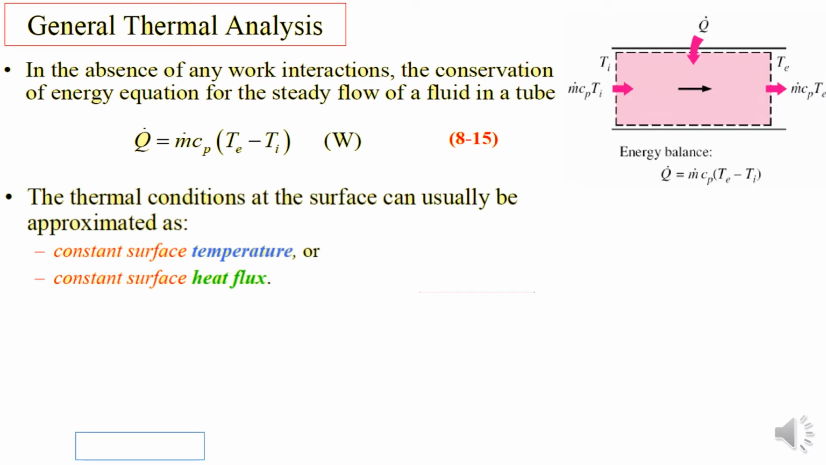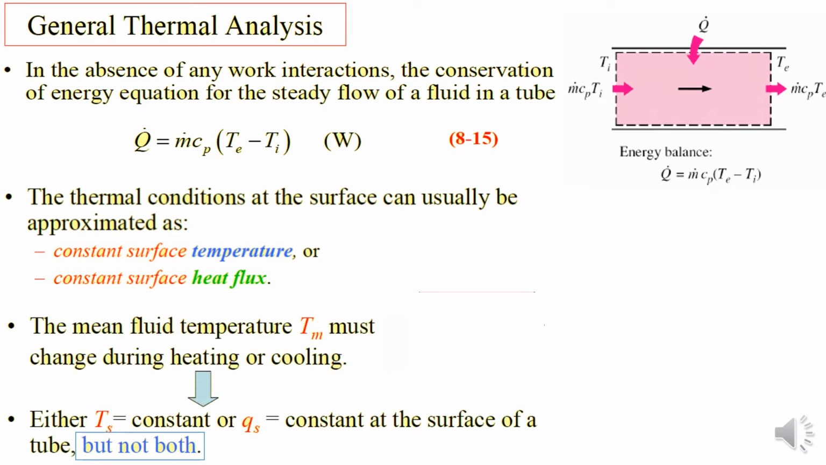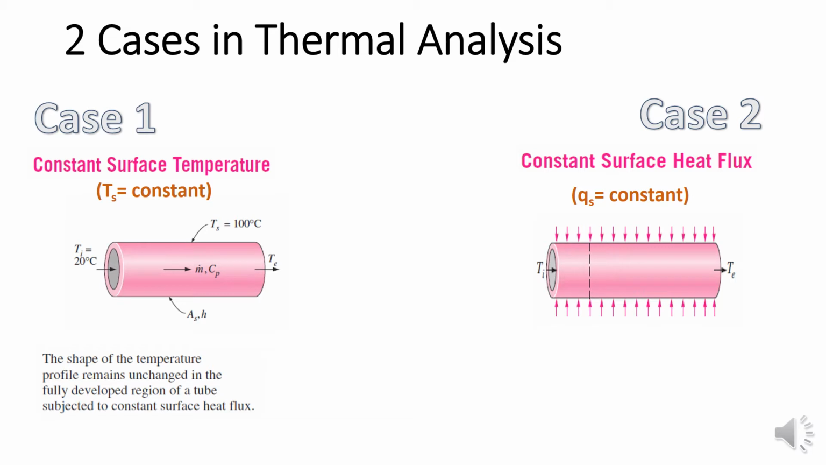So the thermal conditions at the surface can usually be approximated as constant surface temperature or constant surface heat flux, which I already mentioned in the previous video. The mean fluid temperature Tm must change during heating or cooling. So either the surface temperature is constant or the heat flux at the surface is constant, but we cannot have both at the same time. Two cases in thermal analysis. Case 1, constant surface temperature, Ts equal to constant. And case 2, constant surface heat flux, Qs equal to constant.